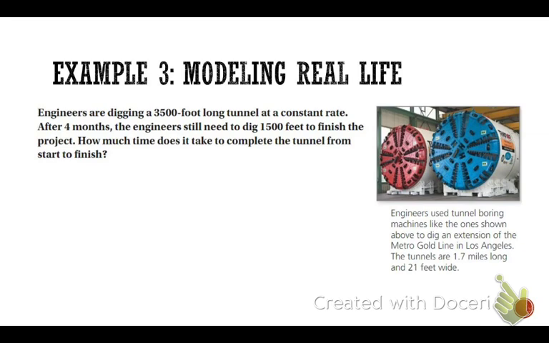Okay, so engineers are digging a 3,500 foot long tunnel. Before you think that that's like forever long, well, remember, 5,280 feet is a mile. So this isn't quite a mile. All right, but it's 3,500 feet long. And they're digging it at a constant rate. So that's important. When they say it's a constant rate, that means that we have a slope. Okay, so that's very important.